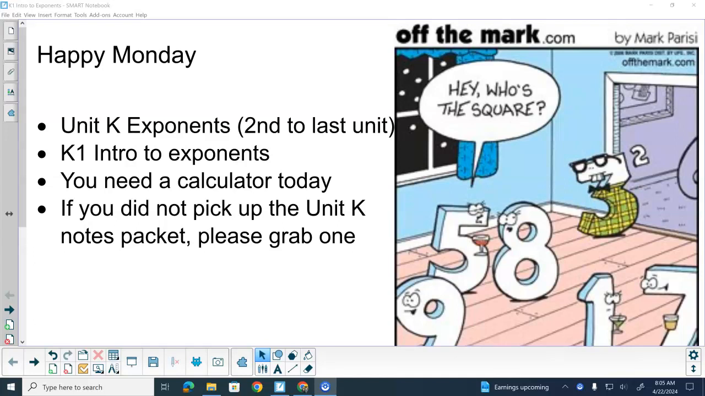Okay. So today we're going to start K1, and unit K is going to be all about exponents, and then unit L, which will be the last unit that we do, is going to be all about systems of equations. So this week we're going to have intro to exponents today. Tomorrow we're going to deal with exponents with the same base. Wednesday we're going to deal with what is called the power property. And then on Thursday we'll probably have a little whiteboard practice and a formative this week.